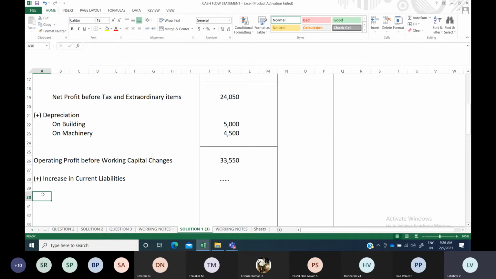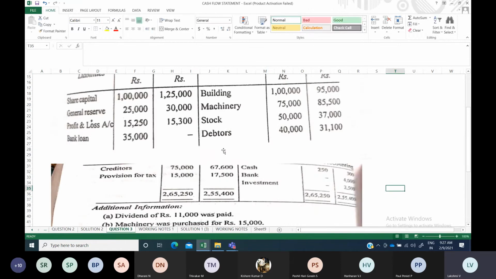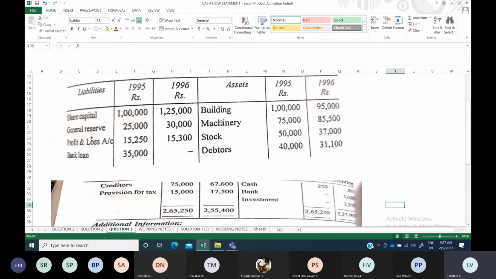Now you're going to add your decrease in current assets. From the balance sheet, again you have to compare all your current assets. From the question, building and machinery are fixed assets. And stock, debtors, cash, bank, these four items are the only current assets. But for a cash flow statement, you should not take the cash and bank as a current asset.